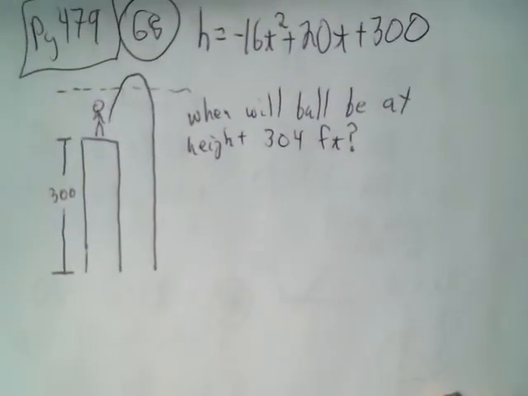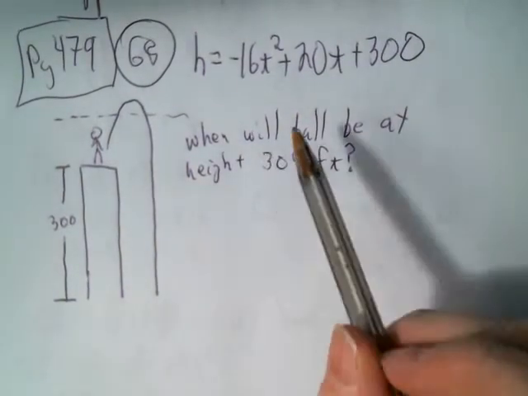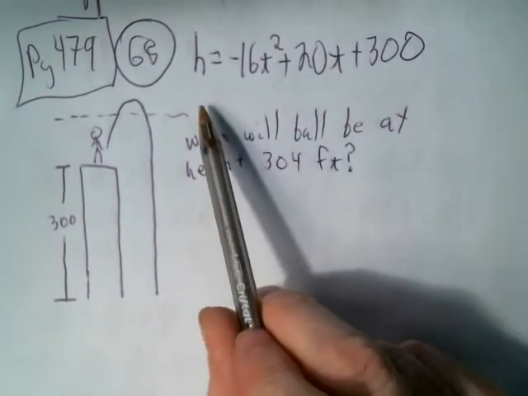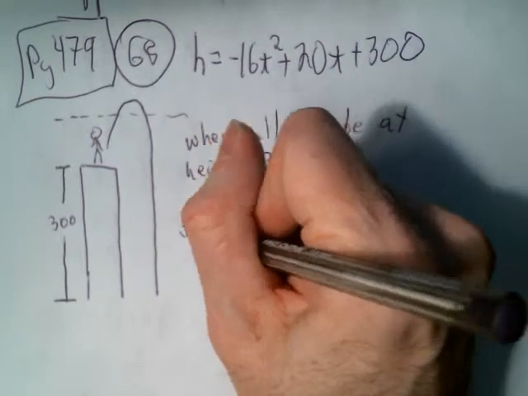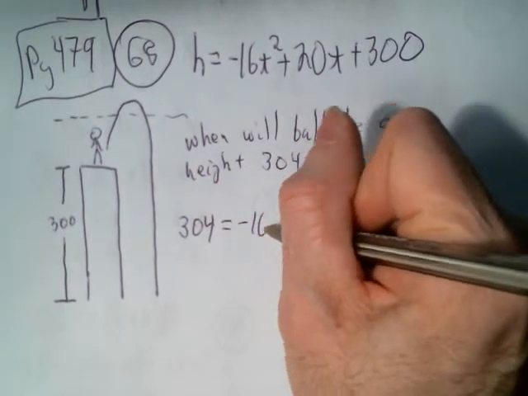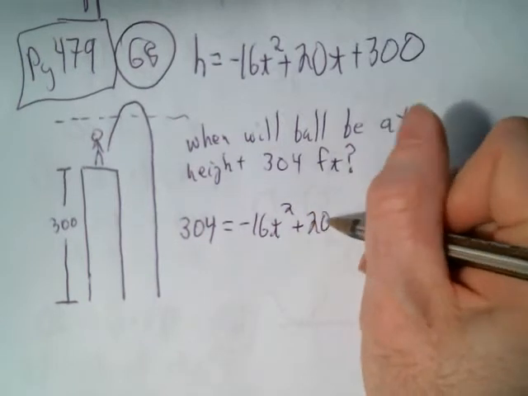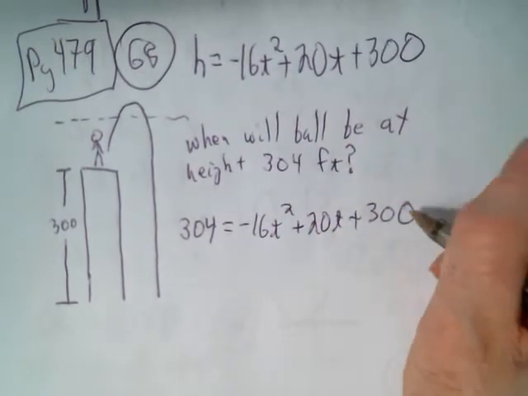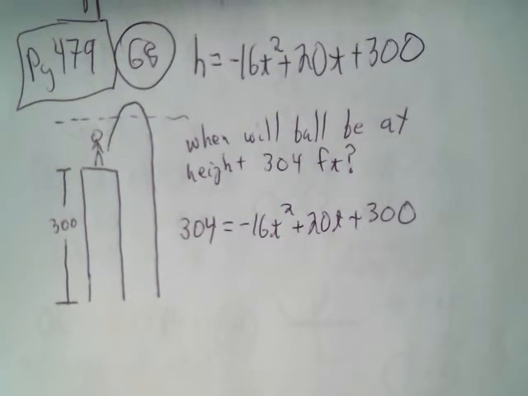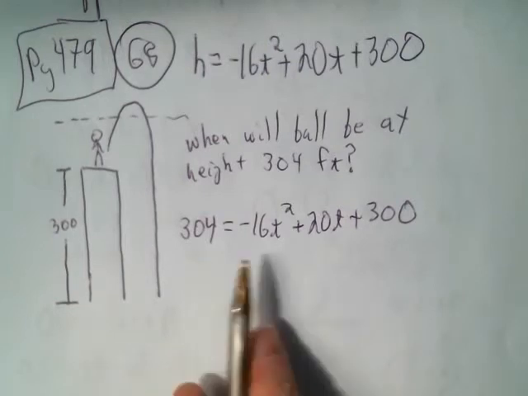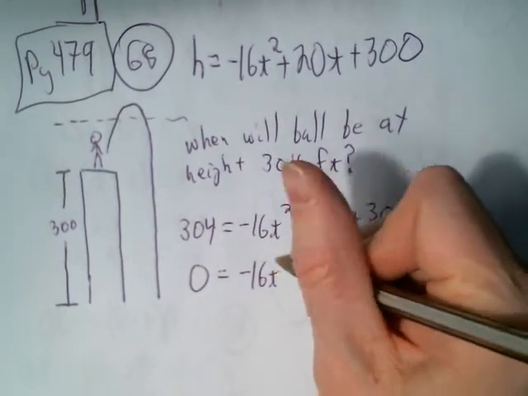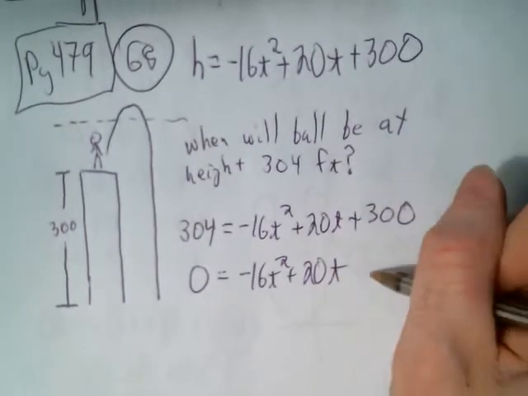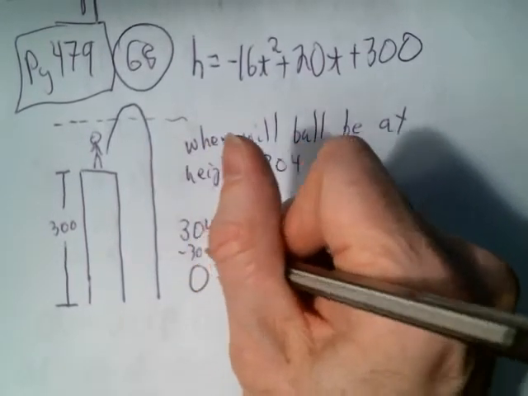So how do we do that? We're going to set this equation equal to 304 and solve for t, the time. Instead of writing h, I'll write 304. On the other side, negative 16t squared plus 20t plus 300. I want to set it equal to 0, so you can move this to this side if you wish. That's the quickest way. I just subtracted 304 from both sides.